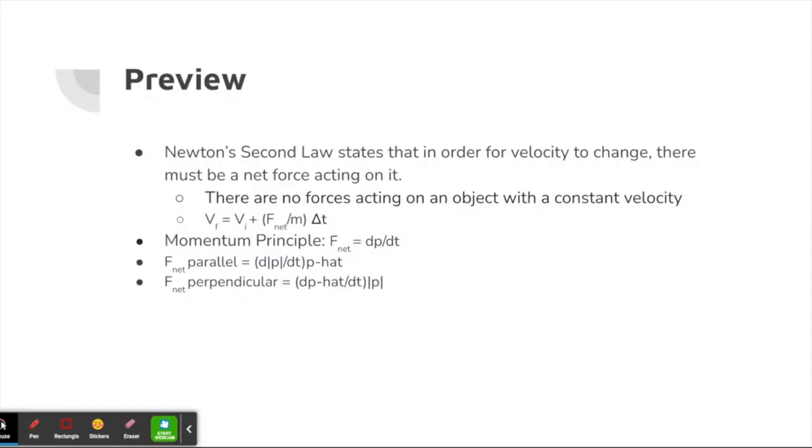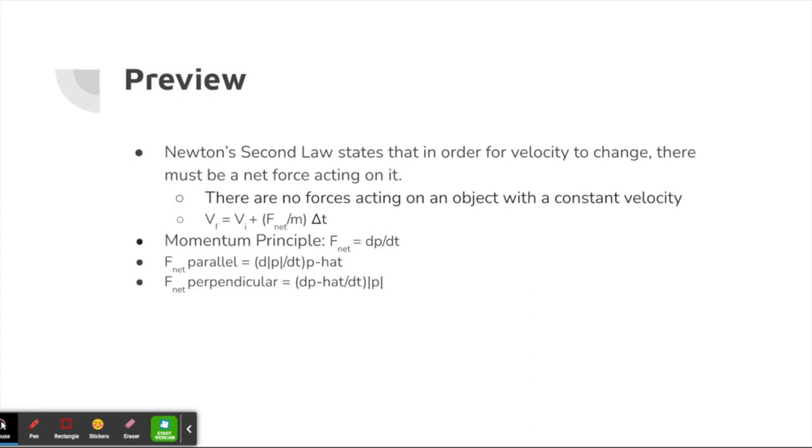So before starting, it was important to take note of a couple of factors. The first being Newton's second law, which states that in order for velocity to change, there must be a net force acting on it. There are no forces acting on an object with a constant velocity, and Newton's second law is, as listed here, v final equals v initial plus F net divided by m times delta t. In addition to this, the momentum principle, which is listed as F net equals dp over dt.